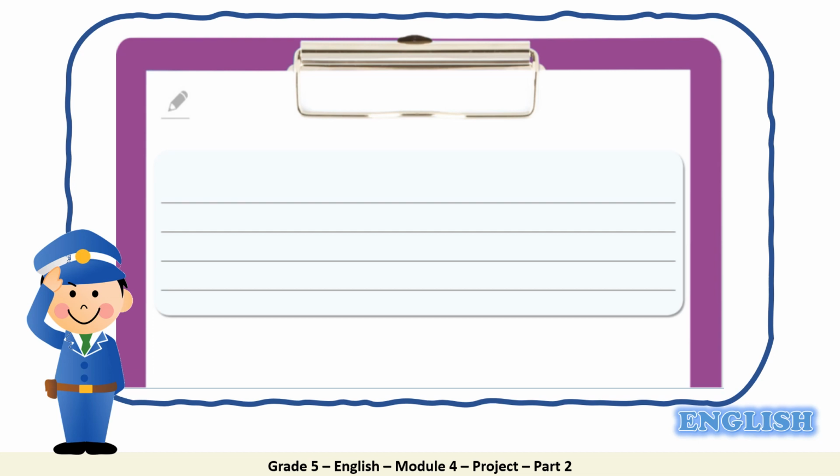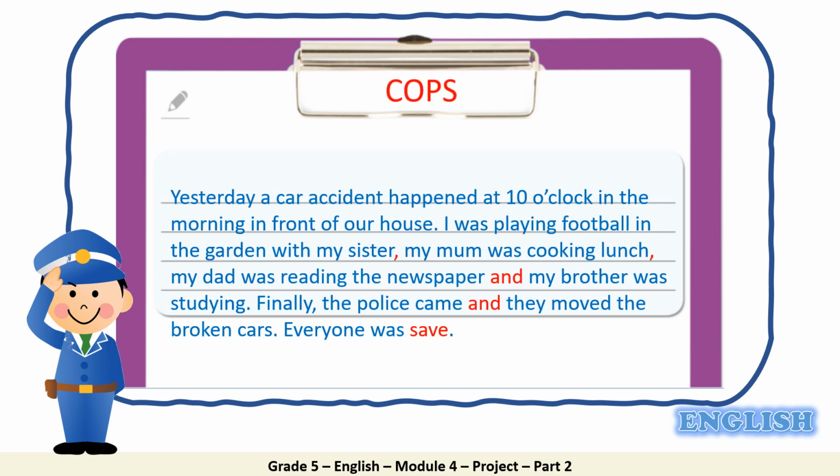So, let's check this paragraph using the COPS one by one. I will start with C, capital letters. I have no problem with it because I started all the sentences with capital letters. Okay, let's see the O, organization. The number of sentences are okay, and I have no problem with the tenses because it's all written in the past.